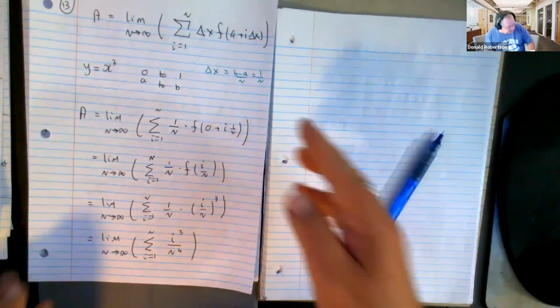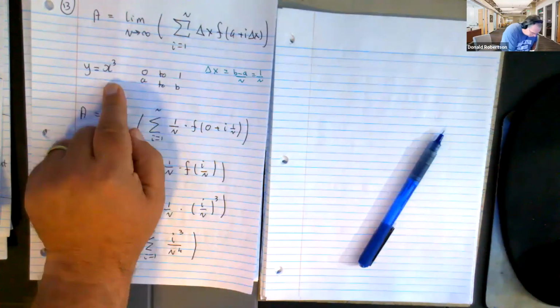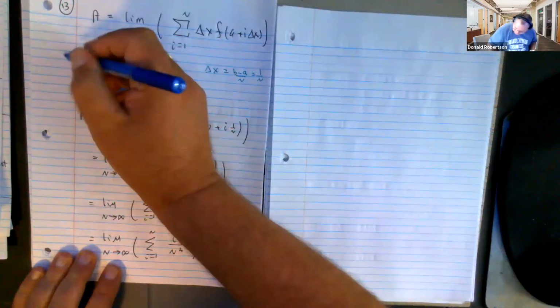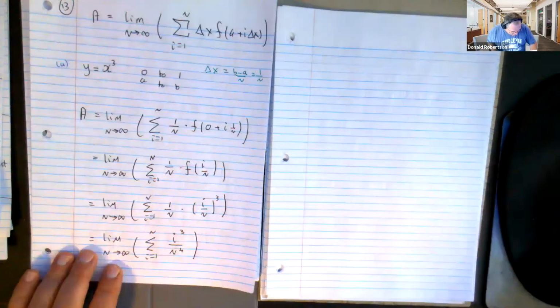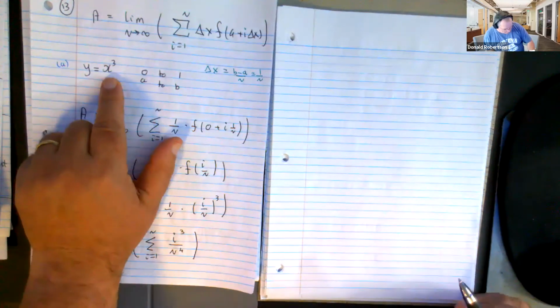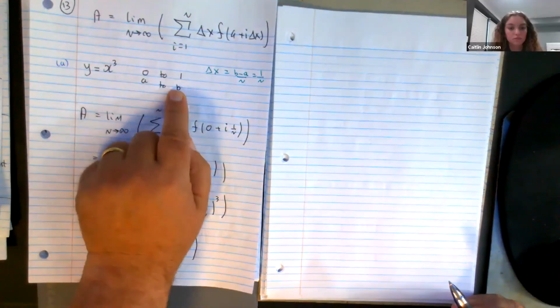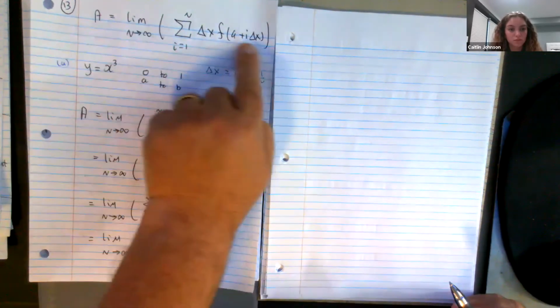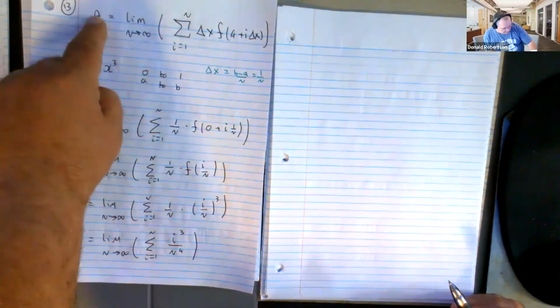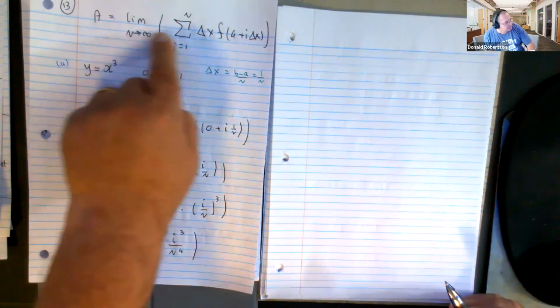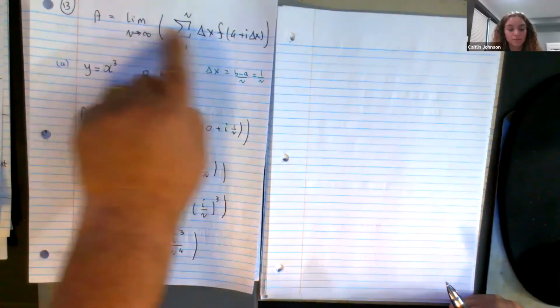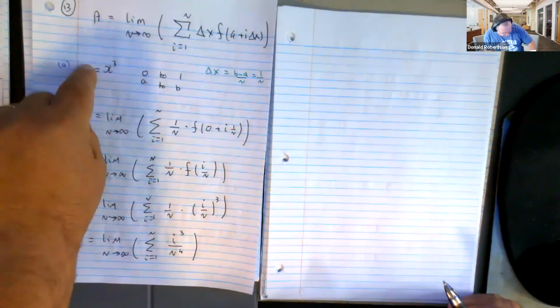So in question 13, and this is essentially going to be part A here, what you're given is the function y equals x cubed, and it goes from 0 to 1. So A is 0 and B is 1. This guy at the top is essentially the general way to find the exact value of any area under a curve. Right.